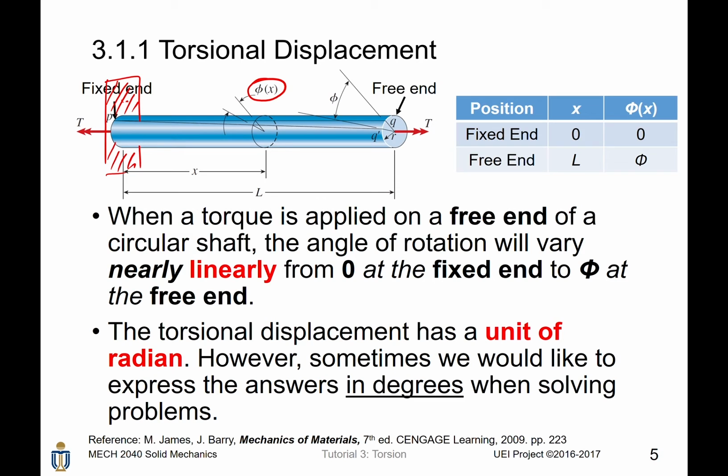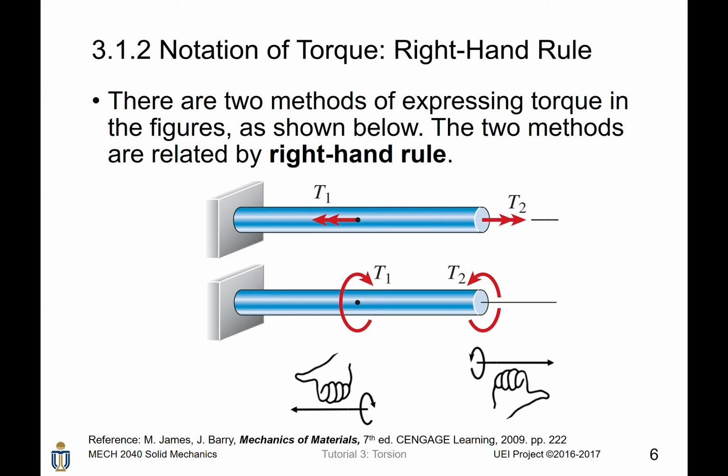Then the torsional displacement has a unit of radian. We don't say what is the size of this angle in degrees when we are doing the calculation. But after we find the angle phi in the unit of radian, we will convert the answers to degrees when solving the problems. Next, let's talk about the notation of torque.